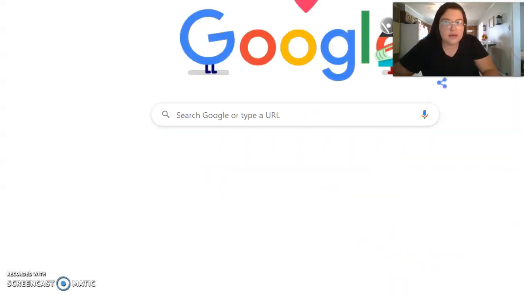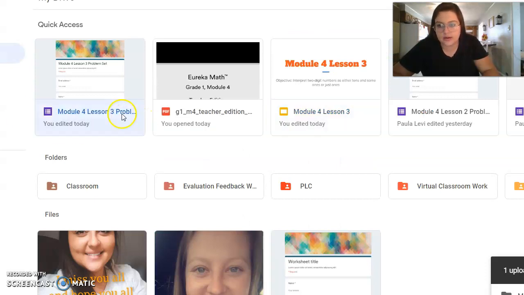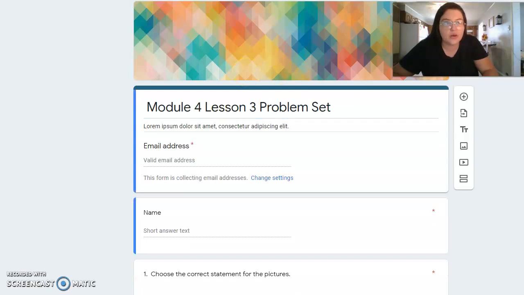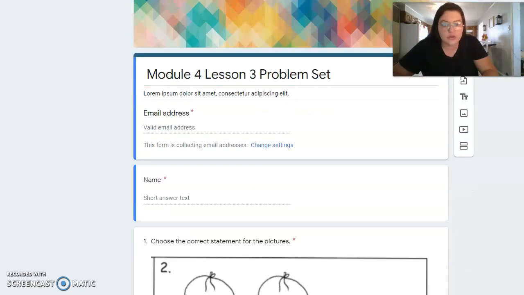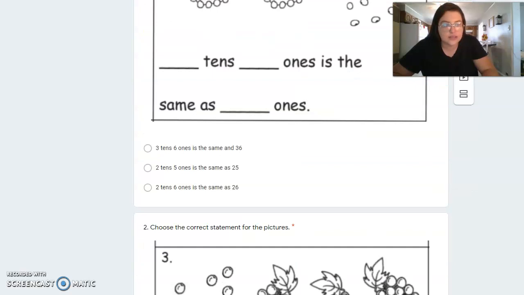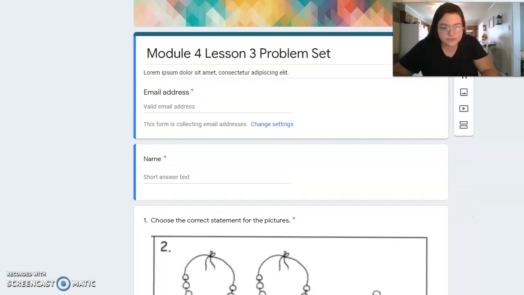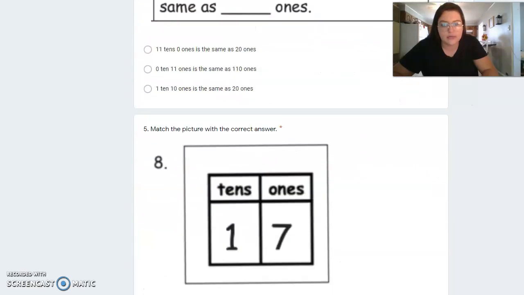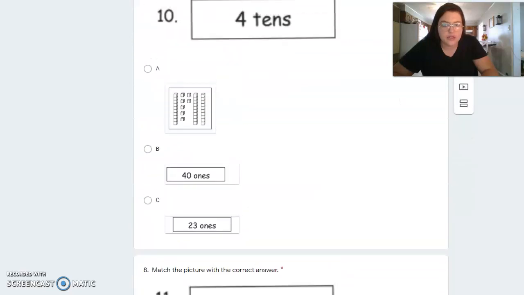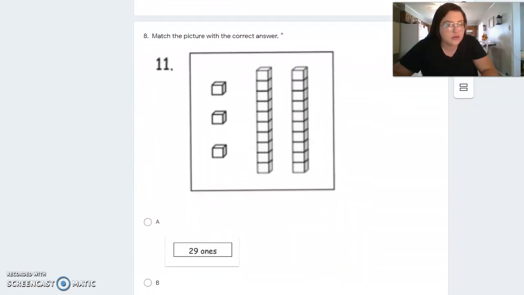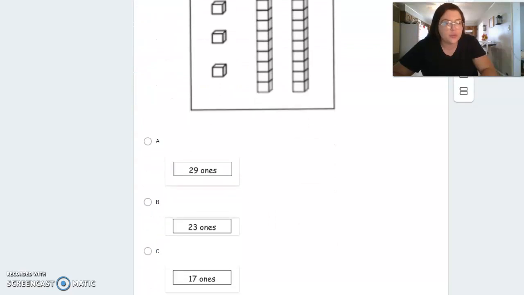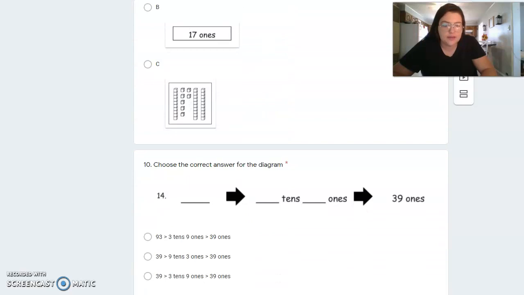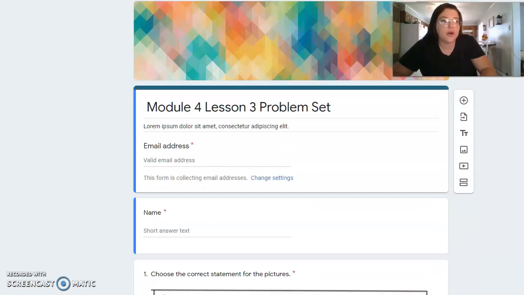Now let me see if I can pull up, here it is, the problem set. Okay, this is going to be your problem set for lesson 3. You're just going to go through here and you're going to answer these questions. So they have the pictures, and then it has the multiple choice again, and you have 10 problems to do today for lesson 3, and you're just going to go through and read your directions, look at the picture, and choose the correct answer that matches the picture. Okay, so you're going to go through and do that problem set.